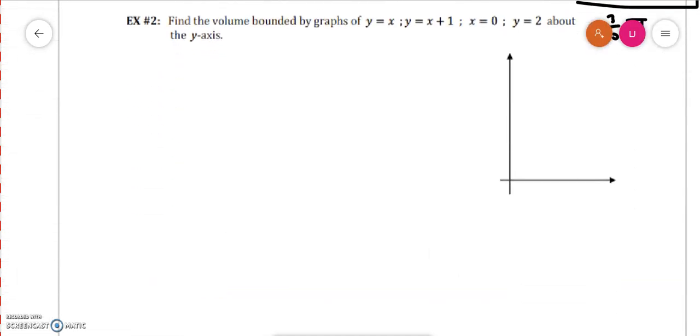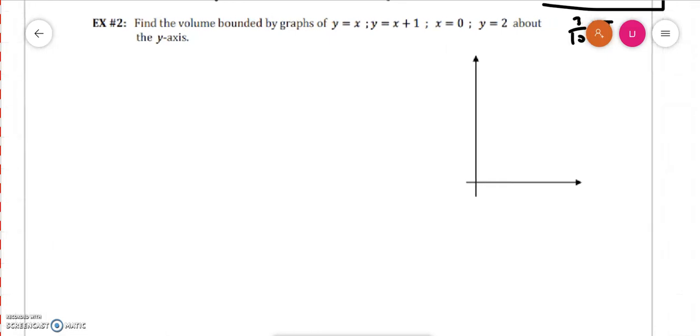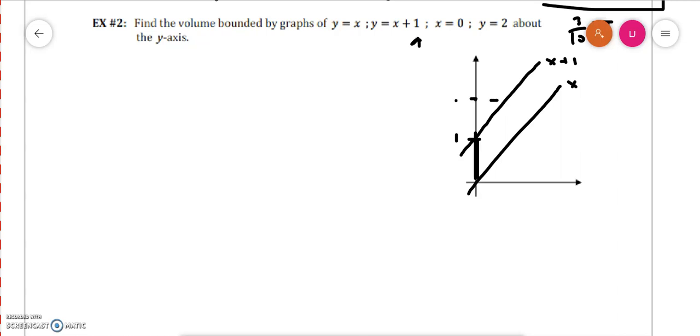All right, find the volume bounded by these graphs. And I gave you a graph so you can make a sketch and see what you're doing. Let's see, y equals x, that's a line that looks like that. Y equals x plus 1 is the line parallel to it and above it. So x plus 1. Then x equals 0 is the y-axis, and y equals 2. So this was y equals 1, because that's the y-intercept there. Y equals 2 will be up here.